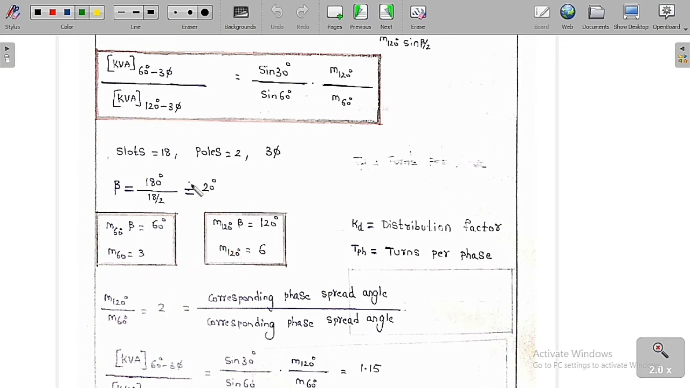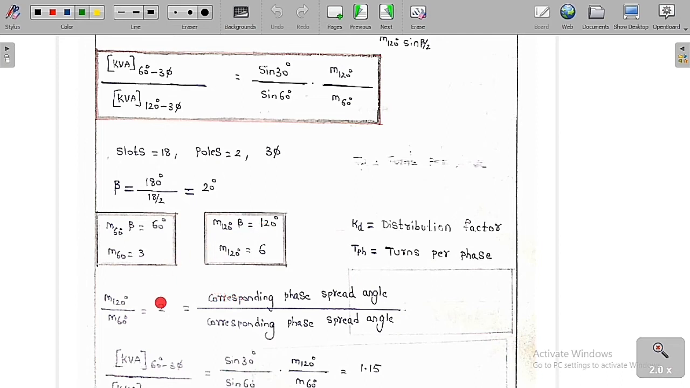Or instead of doing all these crazy things, I am going to give you a direct formula, which is that this ratio is always equal to the corresponding phase spread angle by corresponding phase spread angle. Means for the m value for 120 degree, just go for 120 degree by 60 degree. So 120 by 60 is again 2. So instead of doing all these crazy things, we can directly use this formula: the m value for 120 degree by m value of 60 degree is nothing but the ratio of the corresponding phase spread angles, 120 by 60, which is again 2.